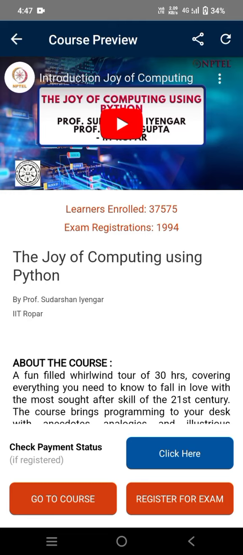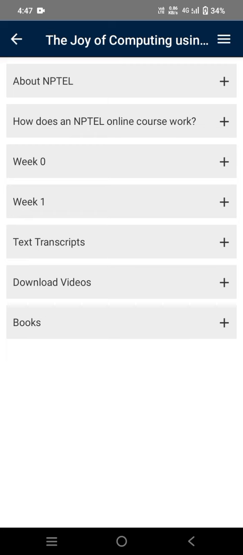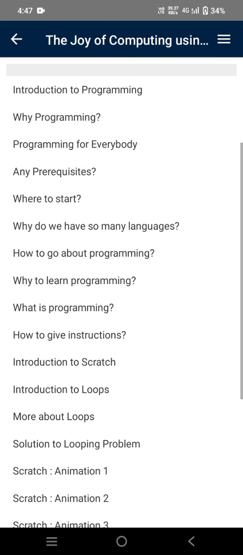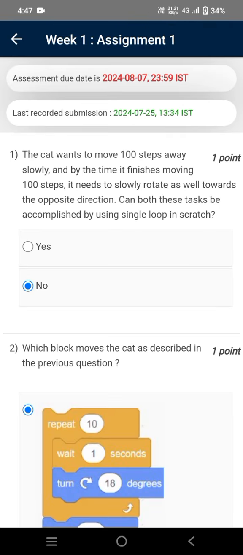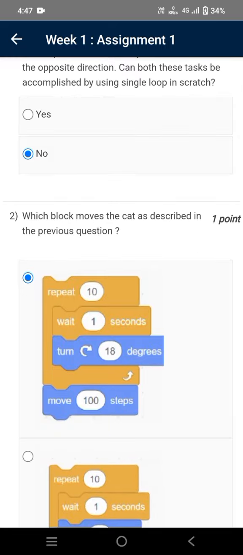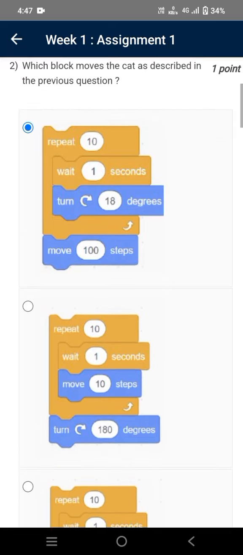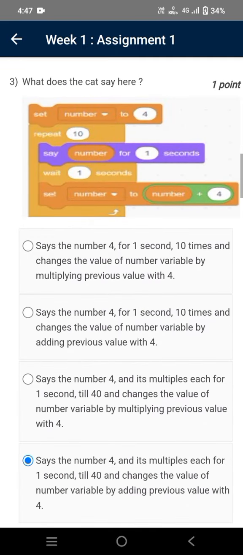Today we are going to discuss the joy of computing using Python NPTEL Week 1 Assignment 1. For our first question, answer will be option B, that is no. Question second, answer will be option A. Question third, answer will be option D.